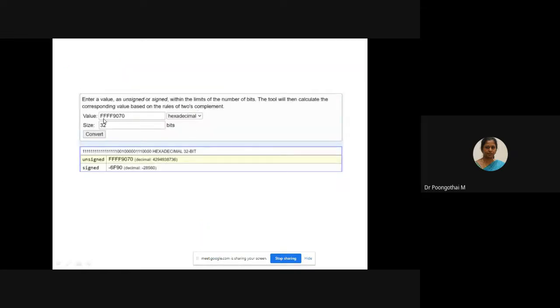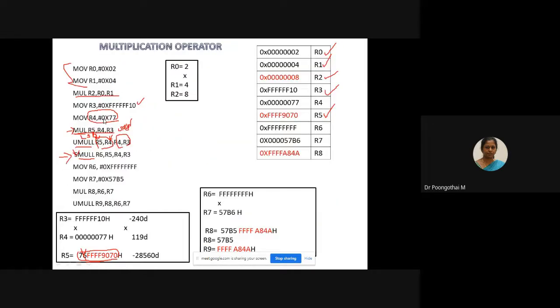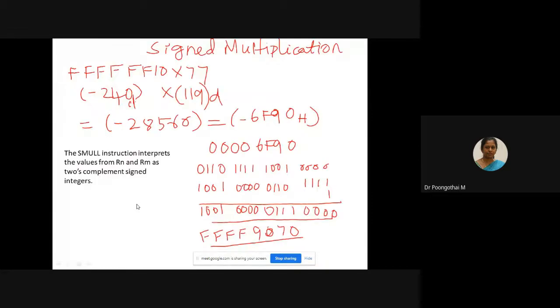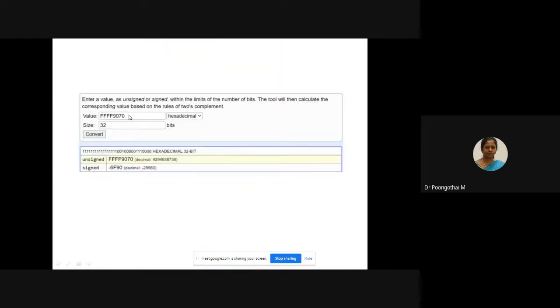So for this, according to your unsigned multiply answer, what is the LSB? 0x9070. But we have to get this answer. So the user's responsibility is that we need to interpret the result. For this particular value, the signed value is 6F90.